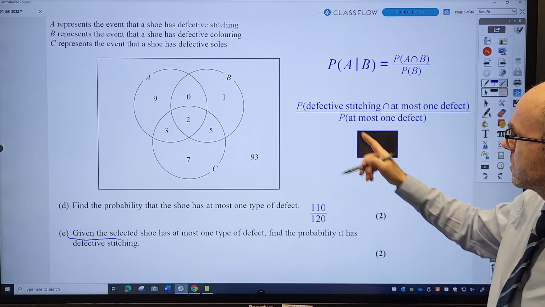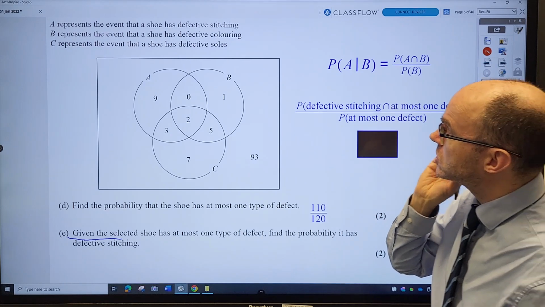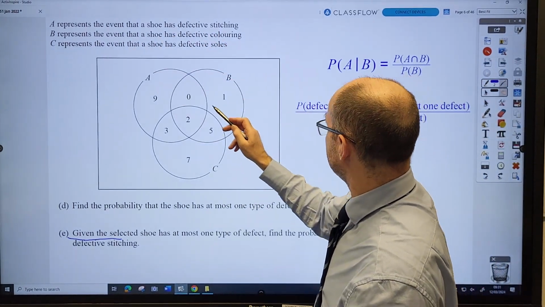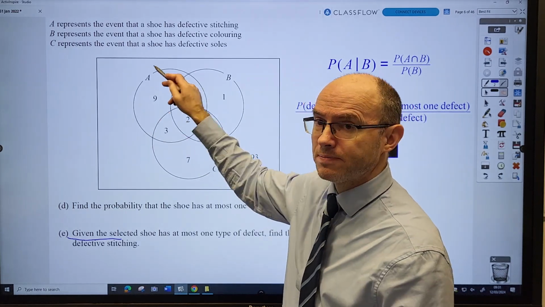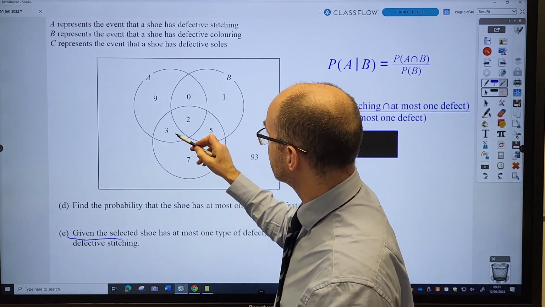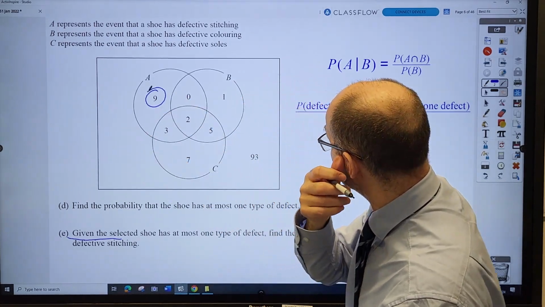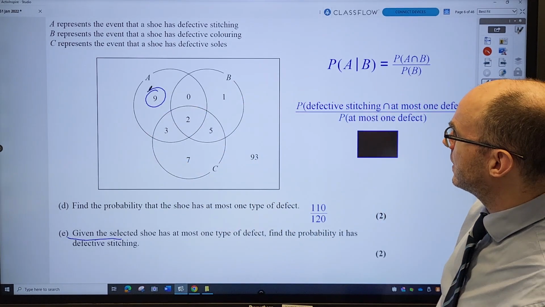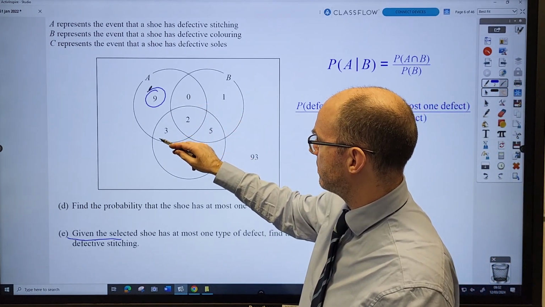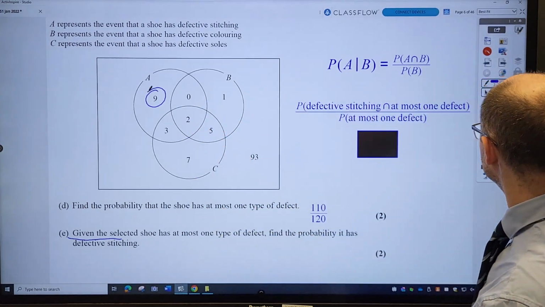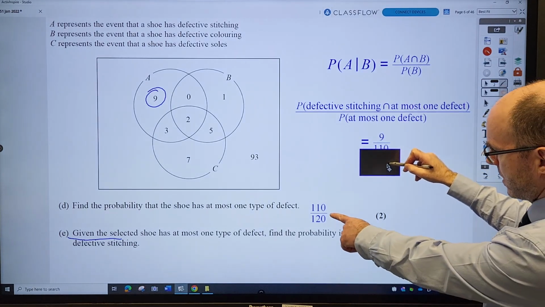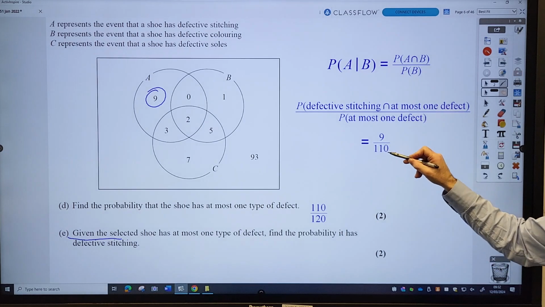So from the Venn diagram, defective stitching. So defective stitching is A, isn't it? So it's got defective stitching. It's one of those numbers there. And it's at most one defect. So that's actually 9 there. And it can't be that, because that's 2 defects, that's 2 defects, that's 1 defect. So it's just going to be 9 for that one. So 9 out of 120 over 110 over 120, it's going to be 9 over 110.